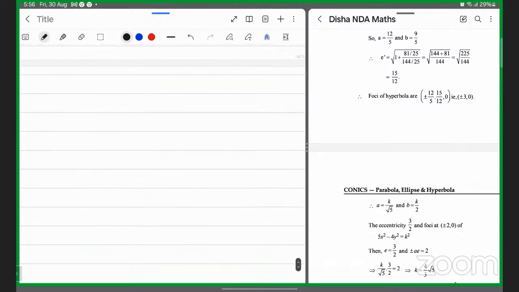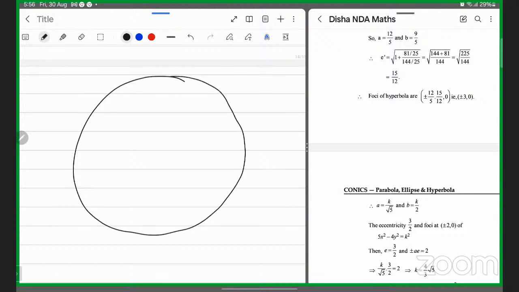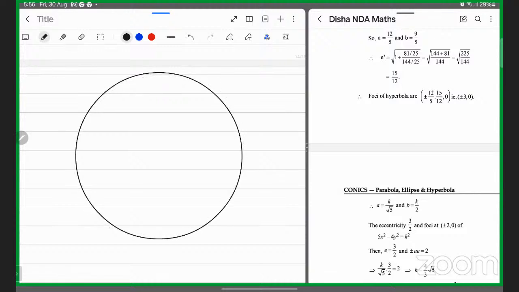I am telling you that, suppose that this is the good satta you have to remember for your NDA. Suppose that the radius is A.